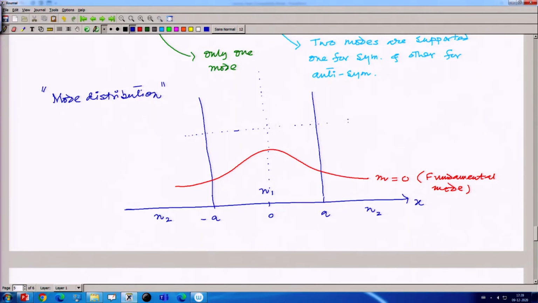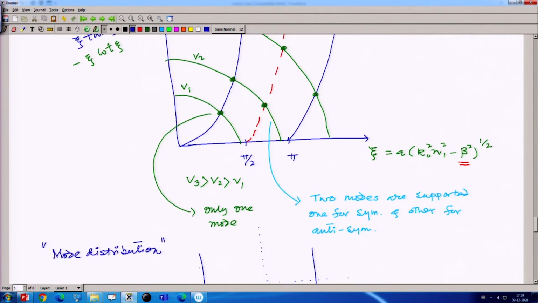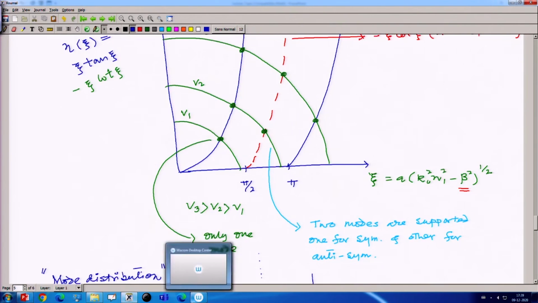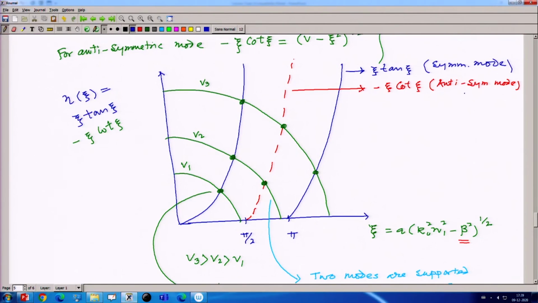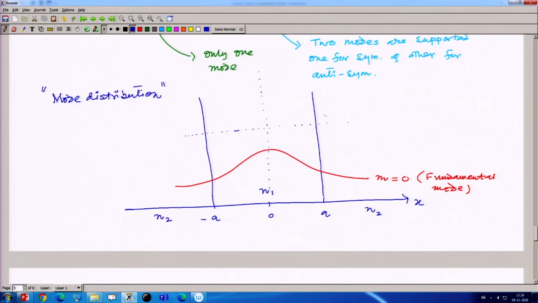The next mode should be antisymmetric, because if you look carefully, if I increase the value of V, then for this case I have one mode, and as soon as I increase the value of V, I have another mode here, but this mode is cutting the dotted line which corresponds to the antisymmetric solution. So, that means the second mode has to be antisymmetric, and this mode will be something like this. Let me draw in a different color. I should have a distribution like this. So, this is my antisymmetric mode.